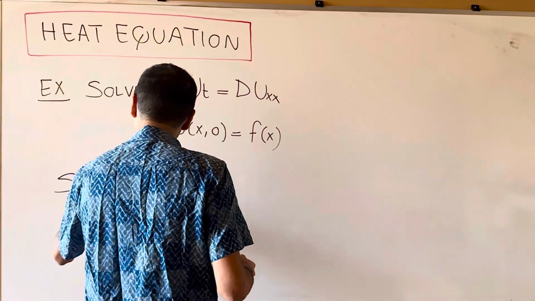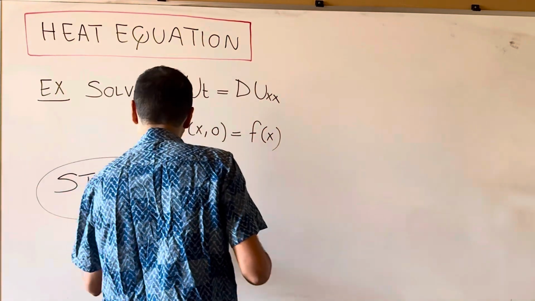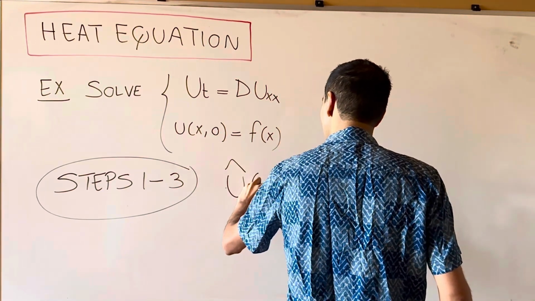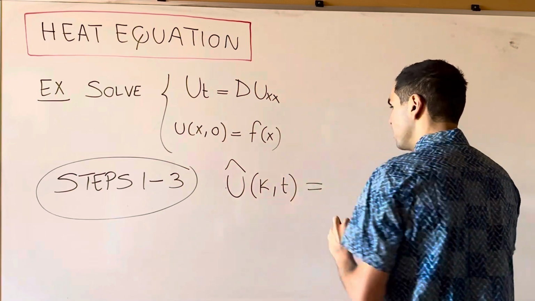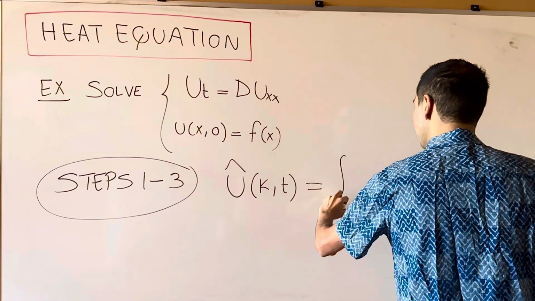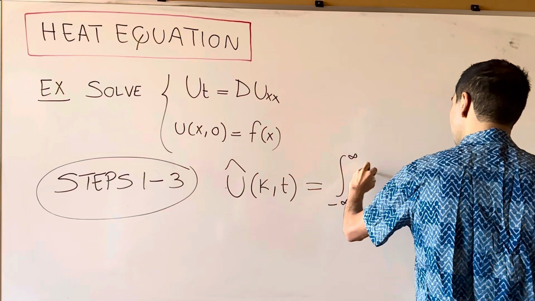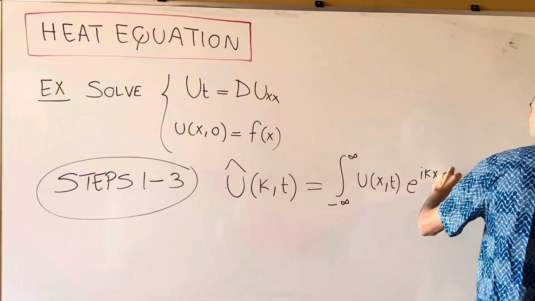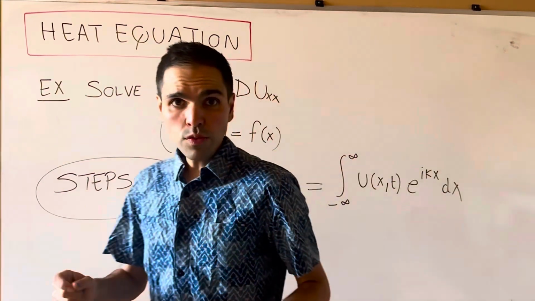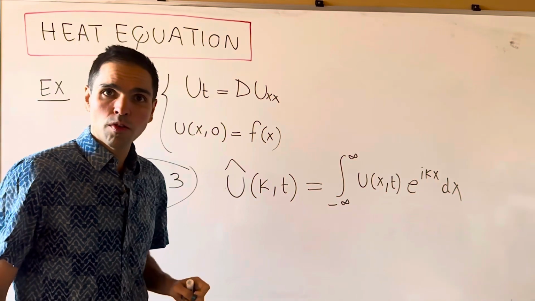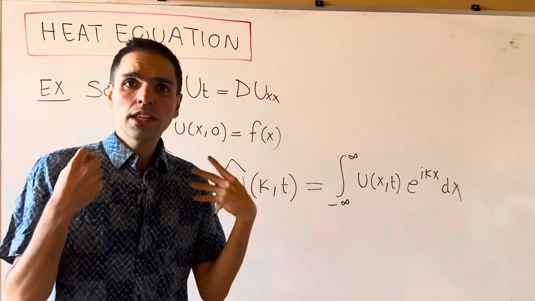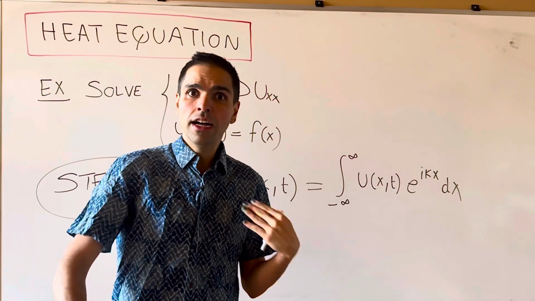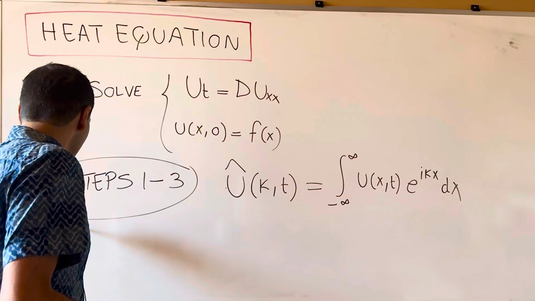So steps 1, 2, 3. First of all, we define what's called the Fourier transform of u, but here the Fourier transform with respect to x. So u hat of kappa, t is the integral from minus infinity to infinity of u of x, t, e^(i kappa x) dx. And then we took the Fourier transform of both sides, used the Fourier transform miracle, which turns derivatives into algebra, and solved for u hat.